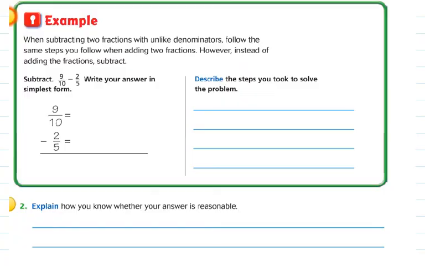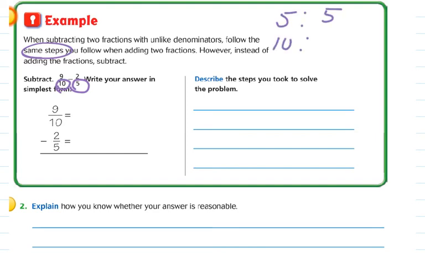Next, we're going to go on to when we do the same thing with subtracting fractions. We simply just subtract the numerators. So it says, when subtracting two fractions with unlike denominators, follow the same steps. So boys and girls, it's going to be the same steps that we use for adding two fractions. However, instead of adding fractions, subtract them. So right off the bat, boys and girls, we can look and see we have two denominators. Well, we know we want to find the least common denominator, so we're going to list our multiples.